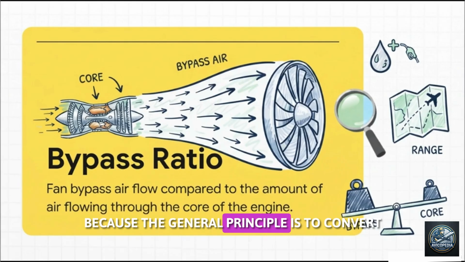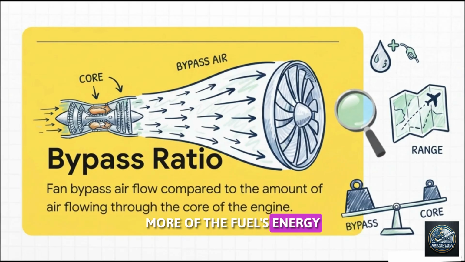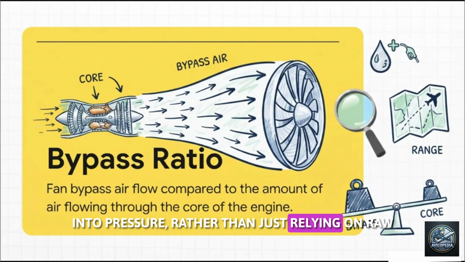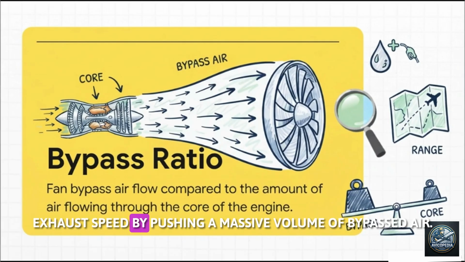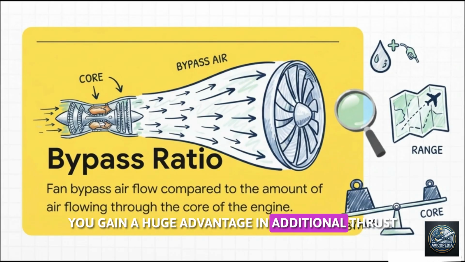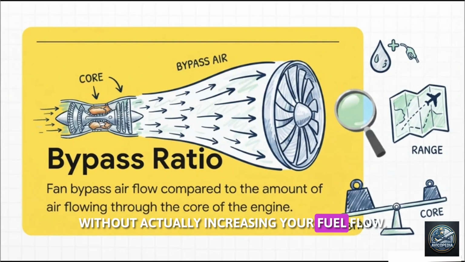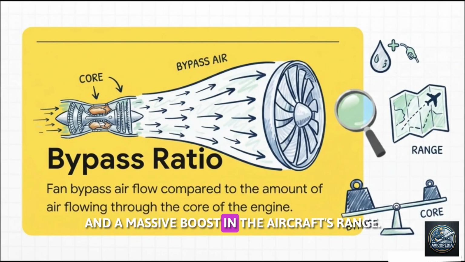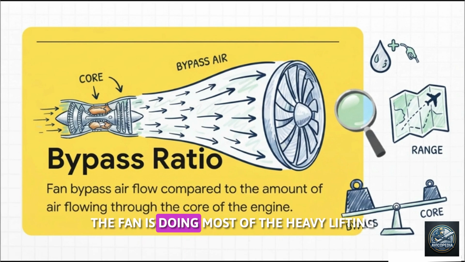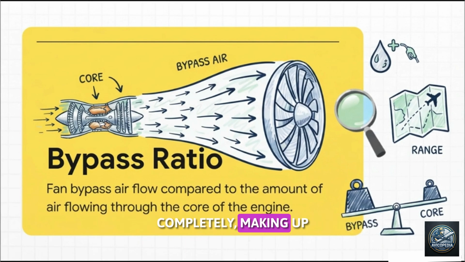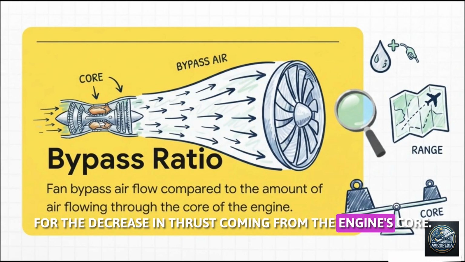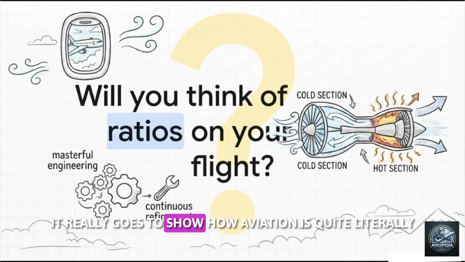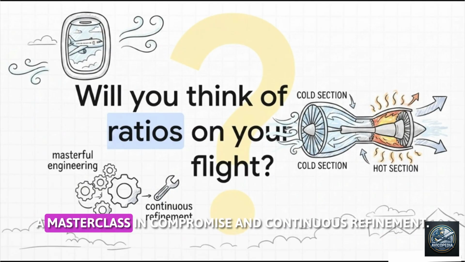Why? Because the general principle is to convert more of the fuel's energy into pressure rather than just relying on raw exhaust speed. By pushing a massive volume of bypassed air, you gain a huge advantage in additional thrust without actually increasing your fuel flow. The end result? Superior fuel economy and a massive boost in the aircraft's range. The fan is doing most of the heavy lifting, completely making up for the decrease in thrust coming from the engine's core. It really goes to show how aviation is quite literally a masterclass in compromise and continuous refinement.